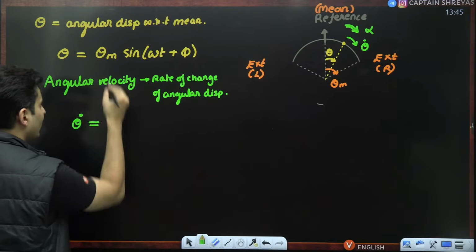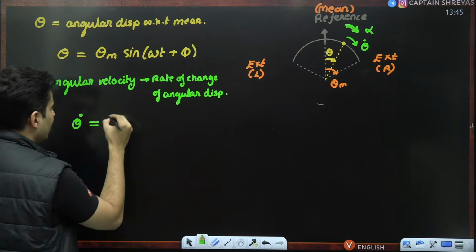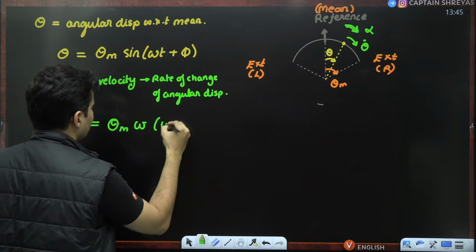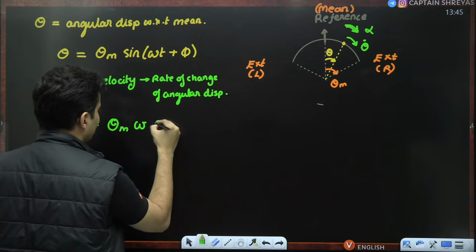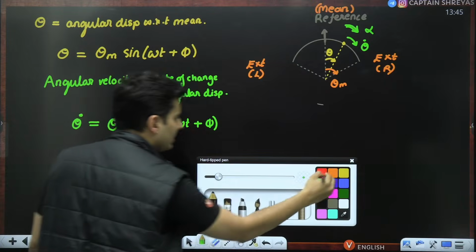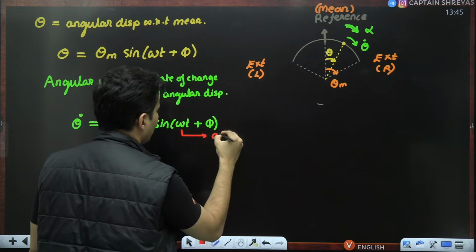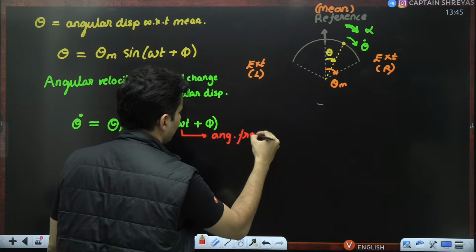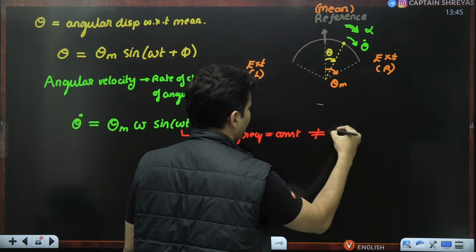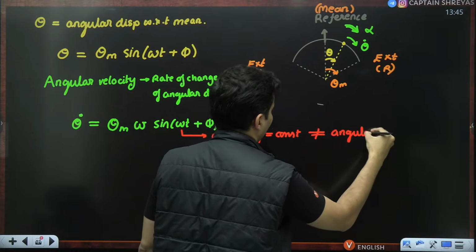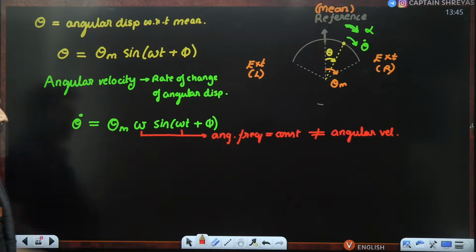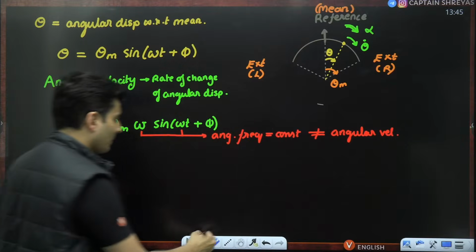That theta dot will be just like the velocity formula. Instead of amplitude you will have theta m, omega will be omega only. You will have theta dot equals theta m omega cos omega t plus phi. Please note, this is angular frequency, which is a constant, not to be confused with angular velocity. It is not angular velocity. Please mind that. I am repeating that over here again.